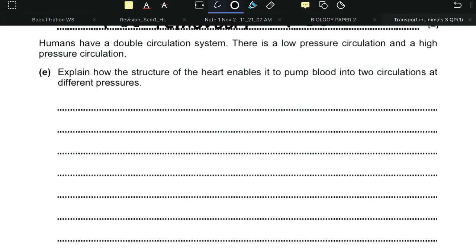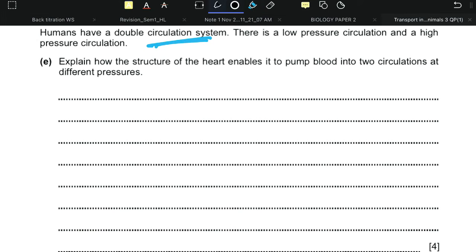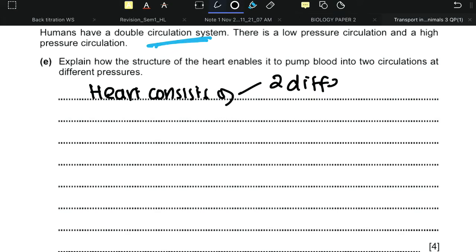And now humans have a double circulation system. Right, we know that. There is low pressure circulation and high pressure circulation. You have to explain how the structure of the heart helps to pump the blood in two circulations at two different pressures. So, number one, you're going to talk about heart structure, right? So the heart consists of your ventricles and your atria. It consists of two separate ventricles.